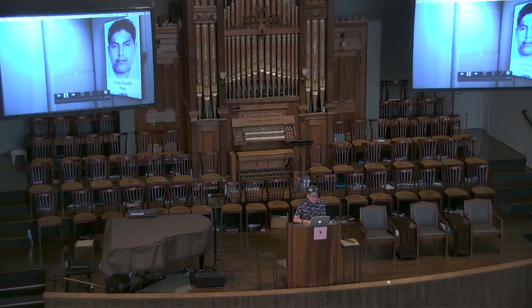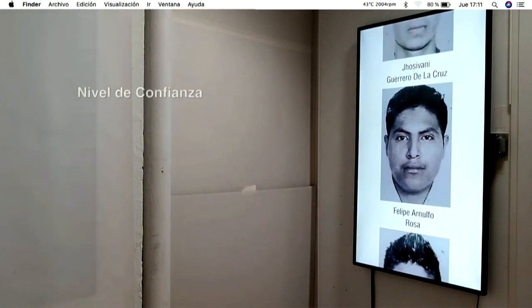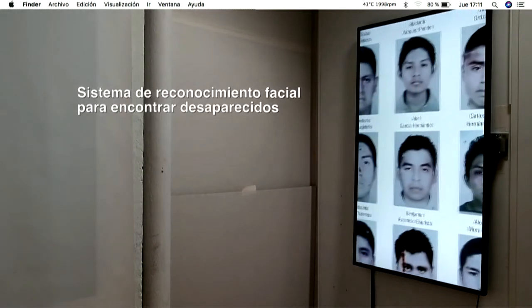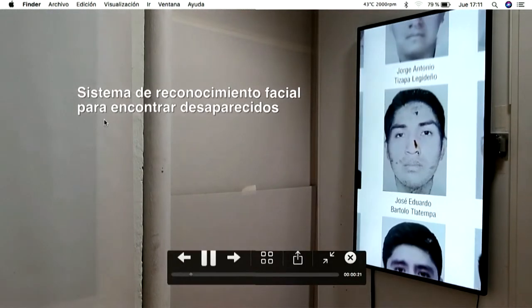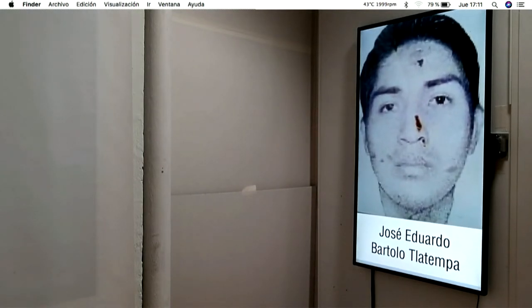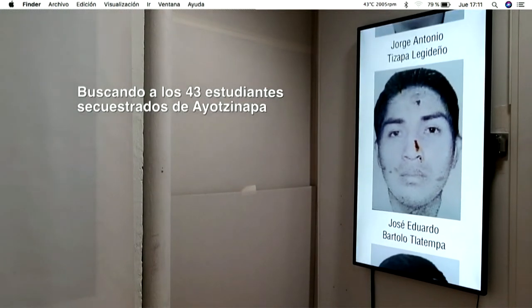This piece, I made it with a Mexican artist called Rafael Lozano-Hemmer. He's the most famous electronic artist in Mexico. I made the algorithm for this piece. The piece is called Level of Confidence. It's an art project to commemorate the mass kidnapping of 43 students from the Ayotzinapa Normalista School in Iguala.